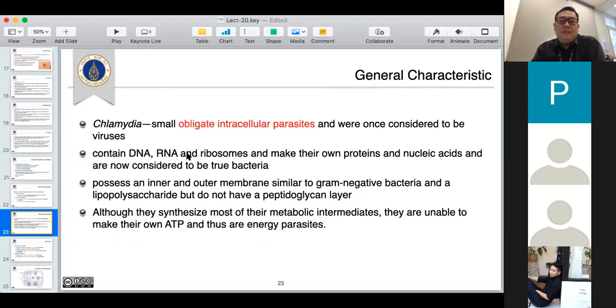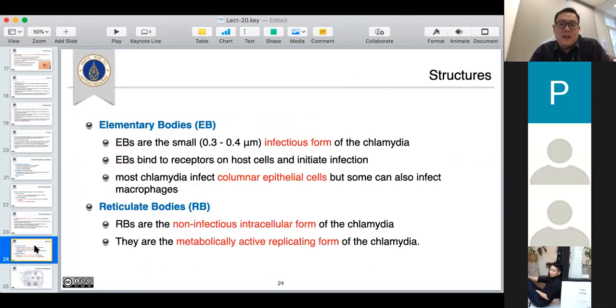The general characteristic of this genus is that they are obligate intracellular parasites. In the old days, they were probably presented in biology textbooks as viruses, but now, you know, they're not viruses. They contain, like I said before, DNA, RNA, and ribosomes. That makes them classified not as virus, okay? They cannot synthesize any energy inside the cell, so they steal energy from the host, okay?